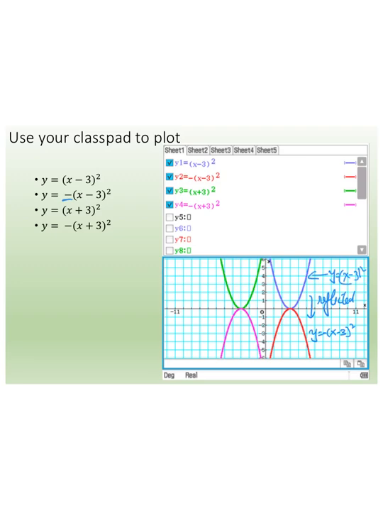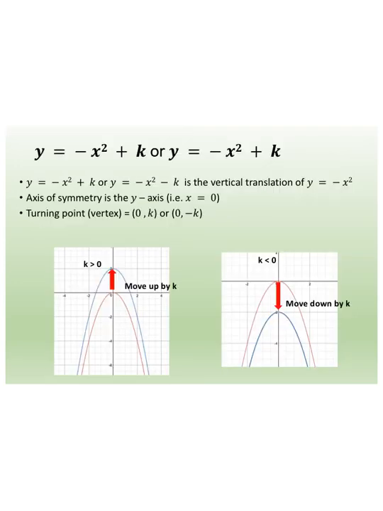Then when you've got y equals (x plus 3), you know it's the basic parabola shifted to the left by 3. So this one is y equals (x plus 3) all squared. And reflected, it is y equals minus (x plus 3) all squared. All right, so a quick summary.